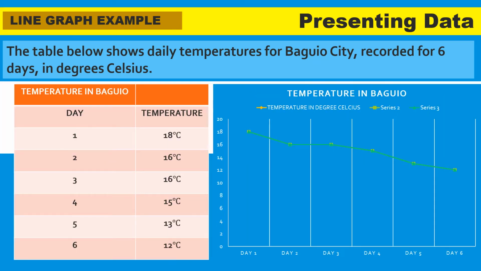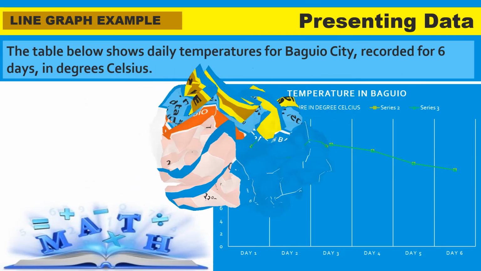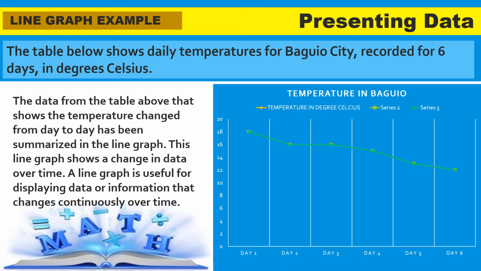So we have the line graph for the table, temperature in Baguio City per day. So here is the example of the line graph. The data from the table shows that the temperature change from day to day has been summarized in a line graph. This line graph shows a change in data over time. So a line graph is useful for displaying data or information that changes continuously over time.